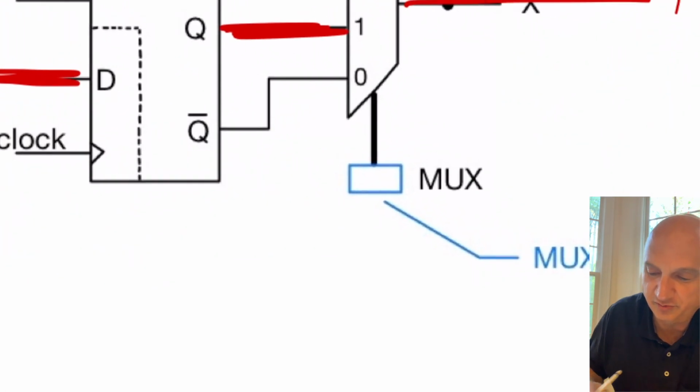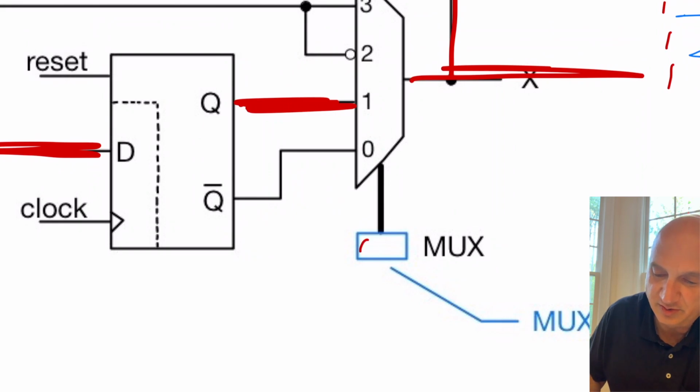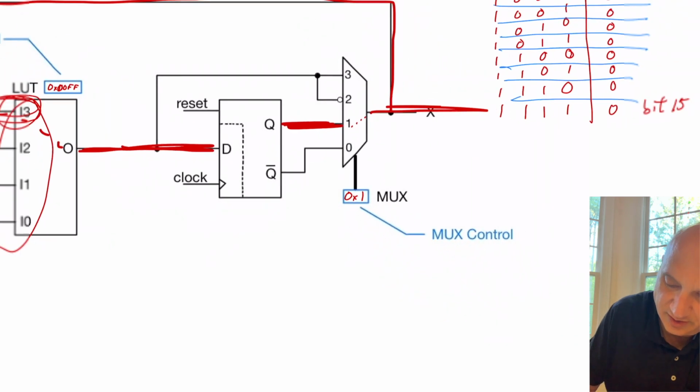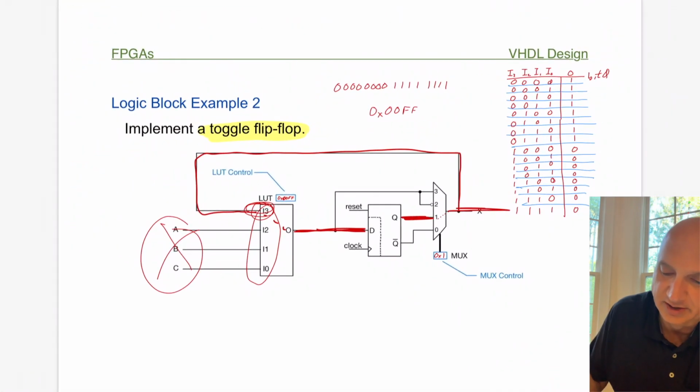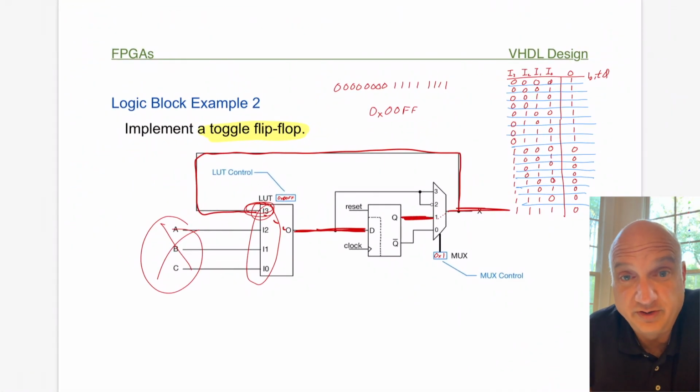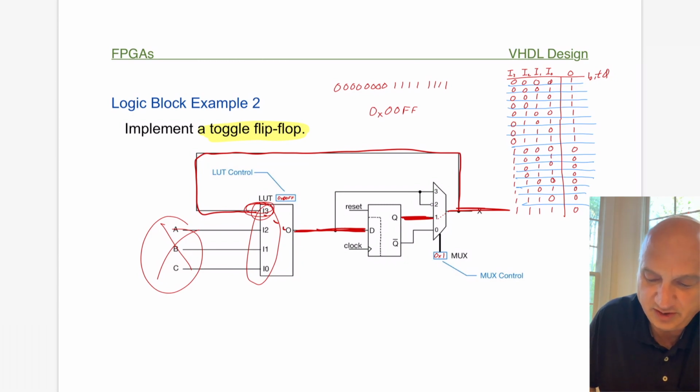Okay, and there you go. We've programmed the LUT. This is going in through 1, so that's 0x1. That is the pathway we're creating with the mux. So to create a toggle flip-flop with this logic block, we would program the LUT with the value 00FF, and then we would program the mux with a value of 1 to select that path from the D flip-flop, and we've programmed it. And we're done. And this actually acts as the hardware that we have asked it to.